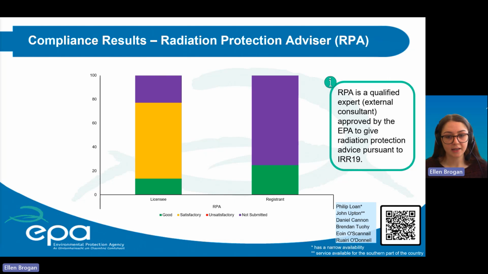Moving on to the registrants then, 75% of them haven't consulted with an RPA. Again, to obtain a registration, an undertaking must self-declare that they have completed a risk assessment in consultation with a radiation protection advisor. Again, this brings up concern of a false declaration made by registrants when completing responses to the self-declaration form.